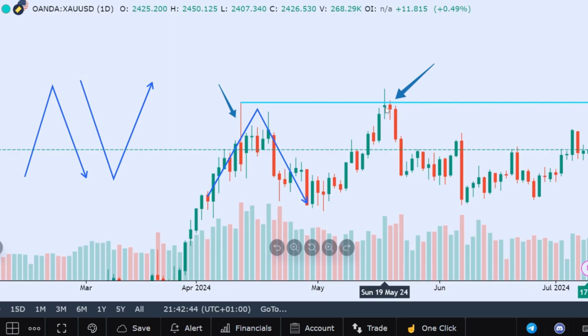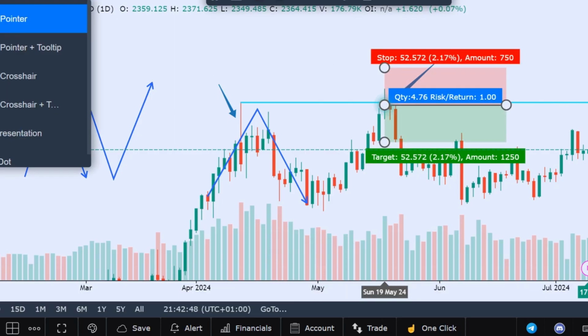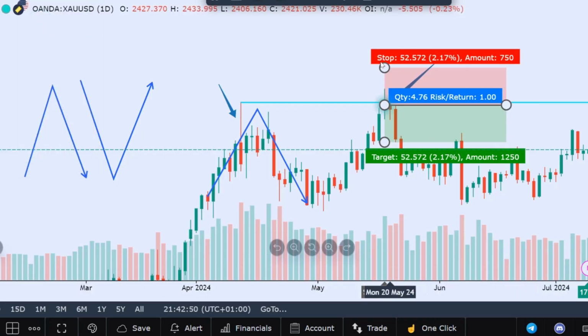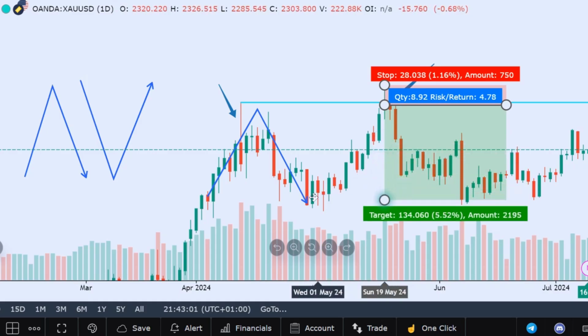So imagine you took a sell trade from this level and you have your stop loss around this level right here, just a little bit above the previous week. And you can target this liquidity right here as your take profit. And that's about a 1 to 4.7 risk to reward, all right?